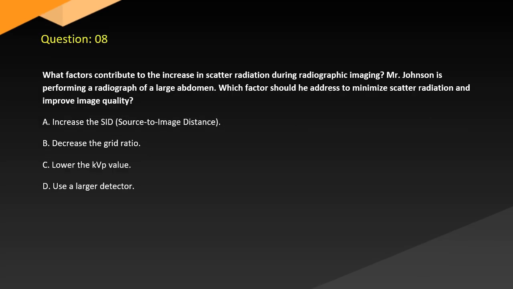Question 8. What factors contribute to the increase in scatter radiation during radiographic imaging? Mr. Johnson is performing a radiograph of a large abdomen. Which factor should he address to minimize scatter radiation and improve image quality? A. Increase the SID, source to image distance. B. Decrease the grid ratio. C. Lower the kVp value. D. Use a larger detector.